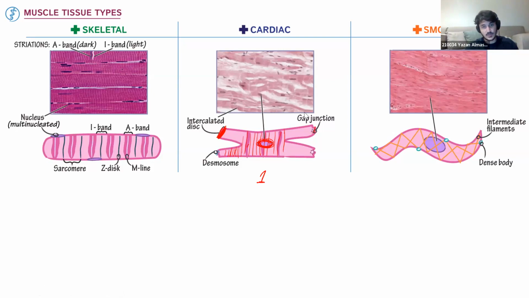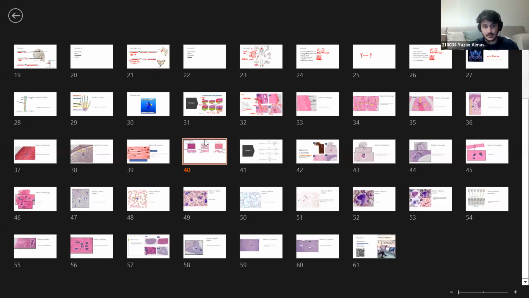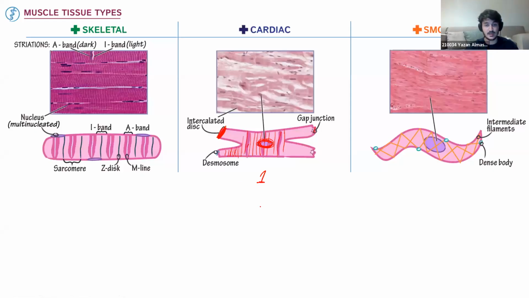Okay, so the way to recognize the cardiac muscle, number one, it will have one nucleus. Number two, it will have intercalated disc. Number three, it will be striated and branching.